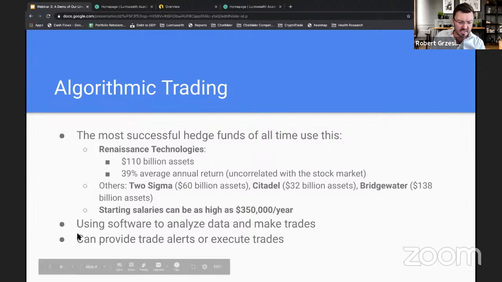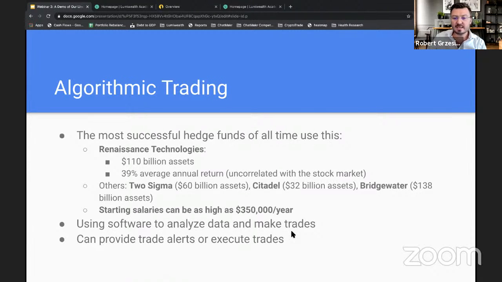So that's algorithmic trading. And what exactly is it? It's basically using software to analyze data and make trades, right? So we're going to have some computer programs running. It's going to be analyzing data coming in from the stock market, from Twitter, from Instagram, from satellite feeds, from wherever you want it to come from, right? And then we're making trades based on that information. That's essentially what algorithmic trading is, okay?